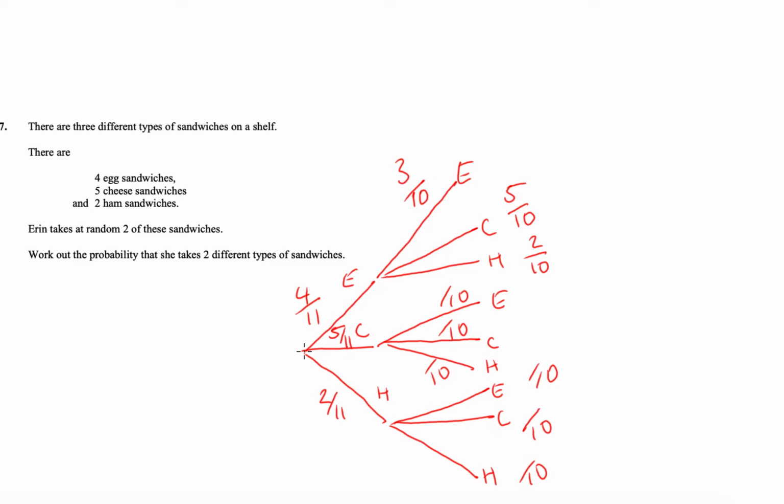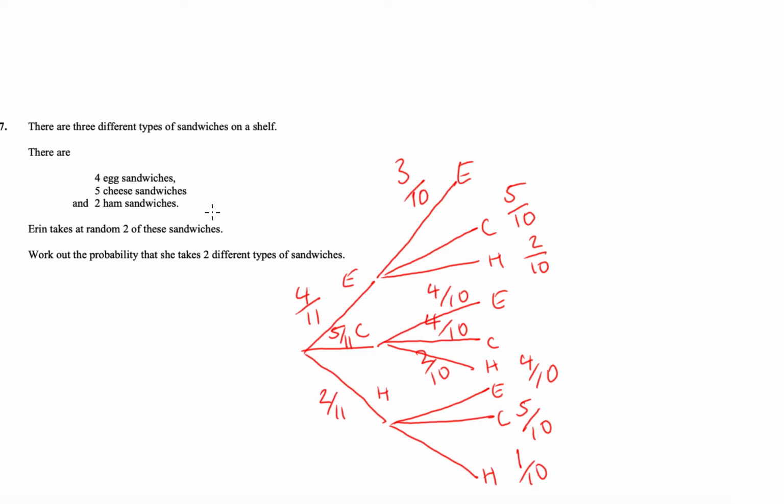Okay, so now in this scenario, she takes a cheese sandwich. So what's the probability that she takes an egg sandwich? Well, it's still the same because she didn't touch the egg sandwiches, but the cheese sandwiches on this second go has changed. It should be 4 out of 10 because there was 5 and she took 1. Ham stays the same, but if she takes a ham, there was 2 and now there's 1. So again, they should add to 1 and these should add to 1 as well.